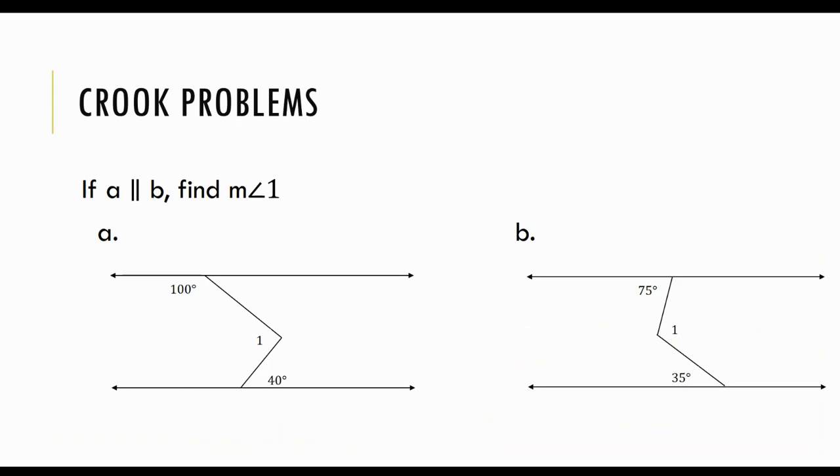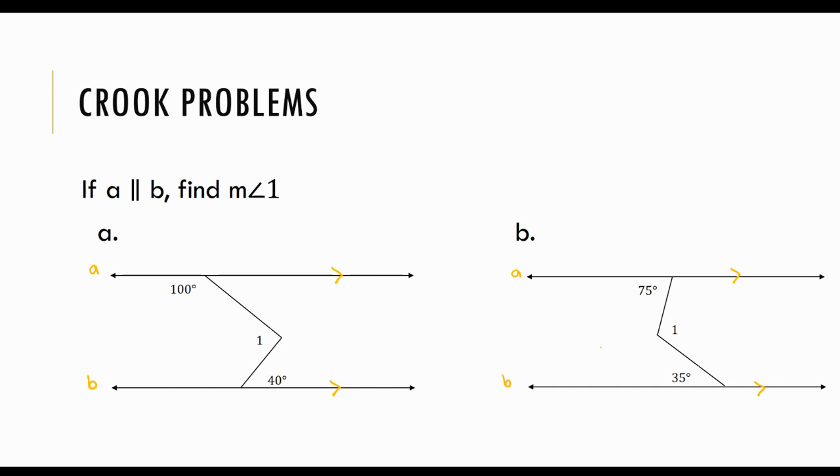So we're going to use those two pieces of information to do something called crook problems. We've got these two pictures here. It says if A is parallel to B. I forgot to put the letters there, but line A and line B are parallel. So I can even mark it in my picture. Same thing here, A and B are these two lines, and they are parallel.